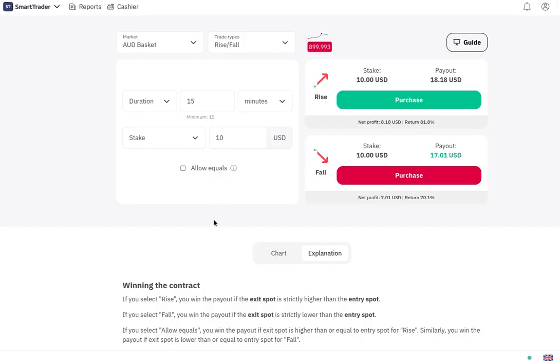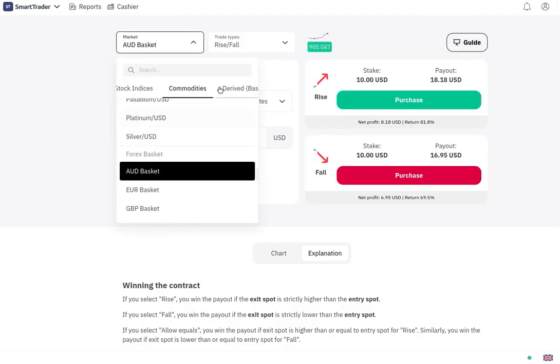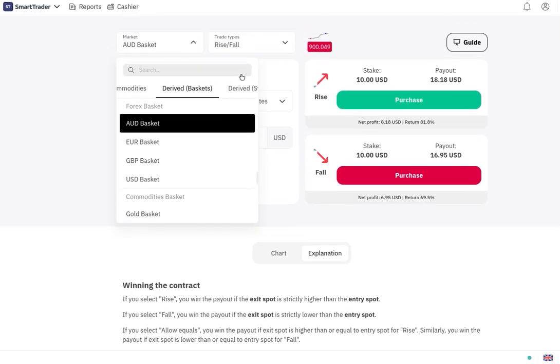So right now, we are currently on the Deriv Smart Trader platform. So let's get into it right away. As you can see, this is the Smart Trader platform. So you come here to the market, you change it to the synthetics.